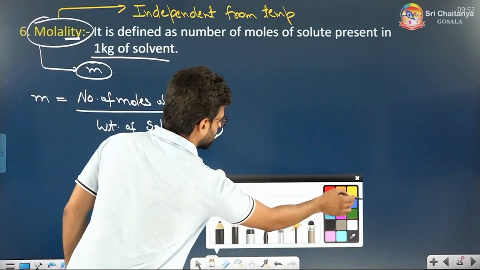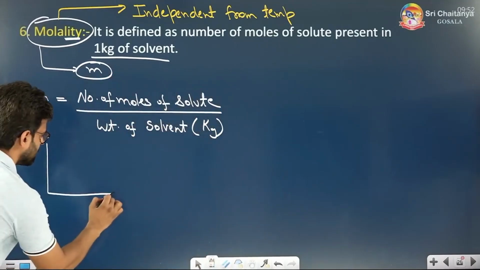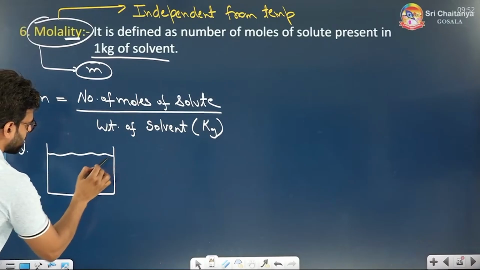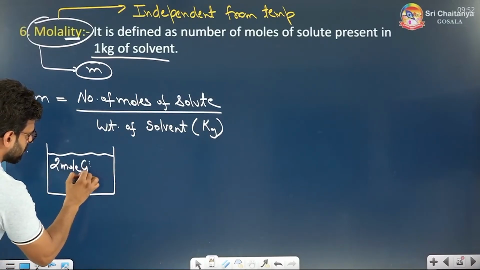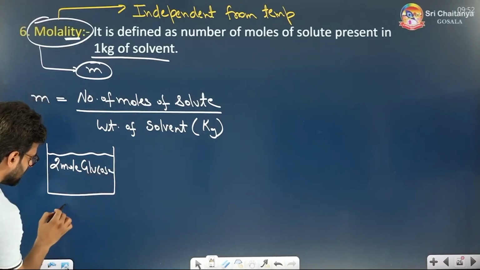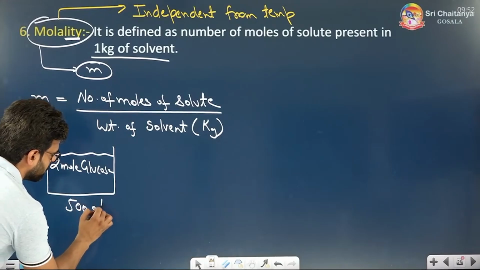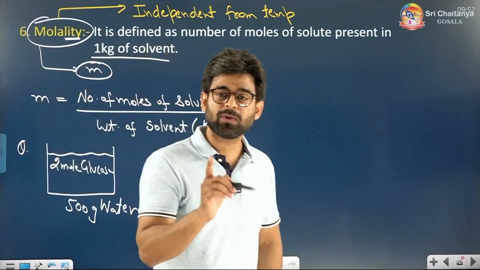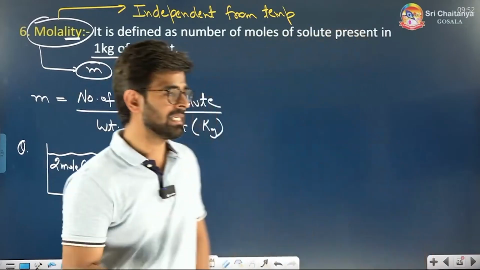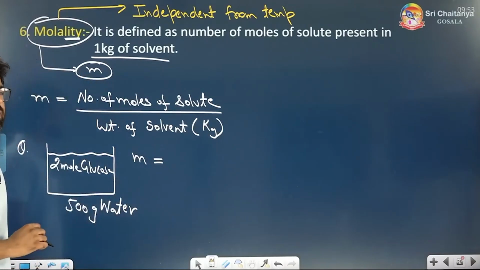Clear? So we can do one simple question, bacha, on this. We are having 2 moles of glucose, and here we have 500 gram of water. Solute is glucose and solvent is water. So please tell me the molality of the solution. What is the molality? Fast, fast.